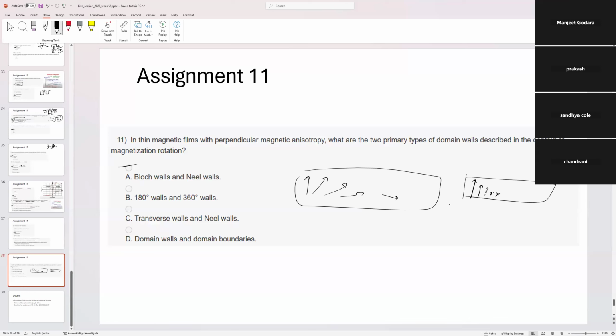Bloch and Néel. A Bloch wall has spin rotation in the plane of the film. These are Bloch. A Néel wall has spin rotating out of the plane. That's what we read out so far.